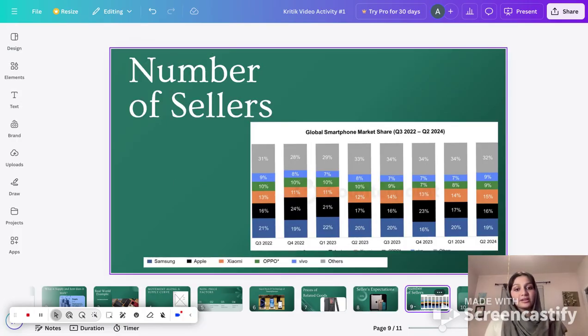And so number of sellers is also talking about how competitive the market really is. When we see here, this is a global smartphone market share. We see all these different companies selling it at the market sharing all together here. Blue is Samsung, black is Apple, and so on.